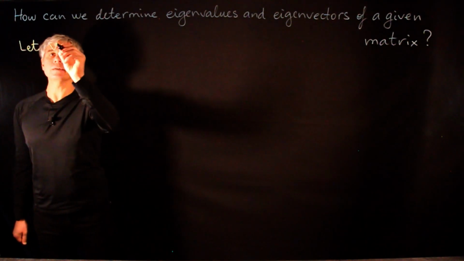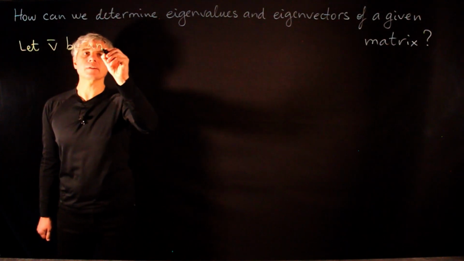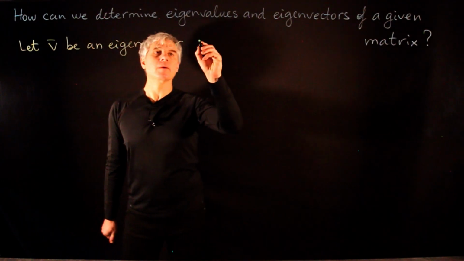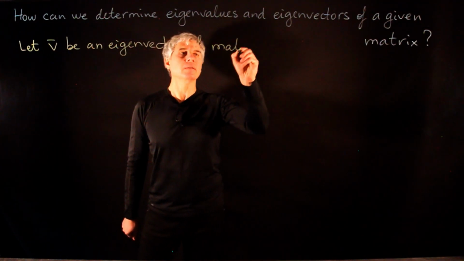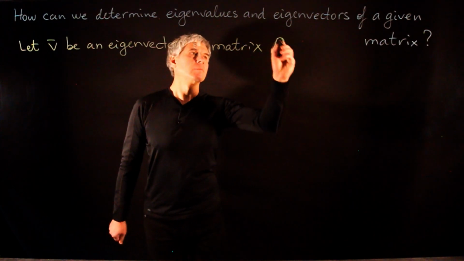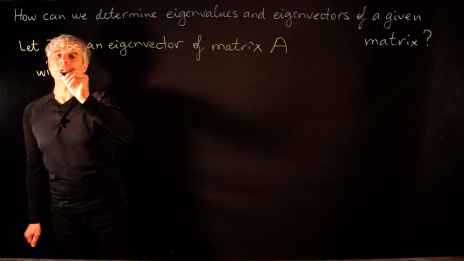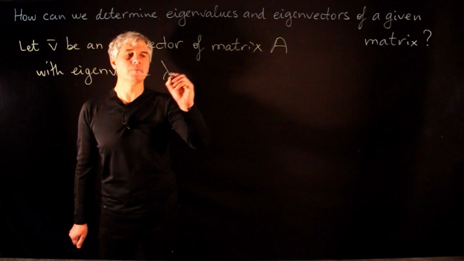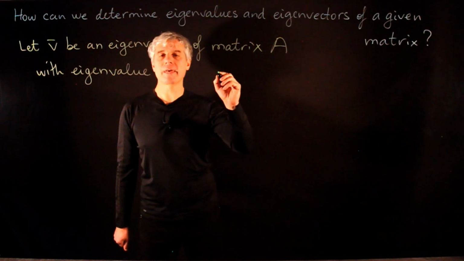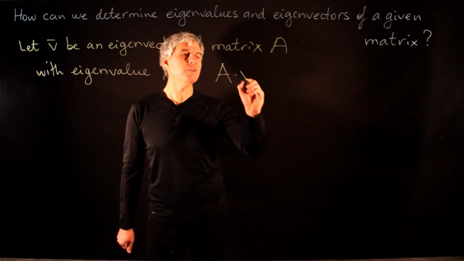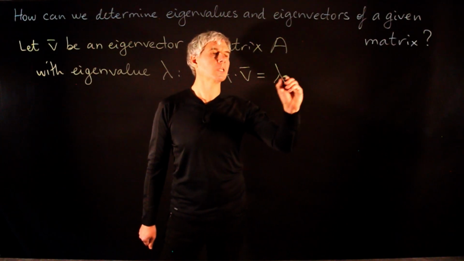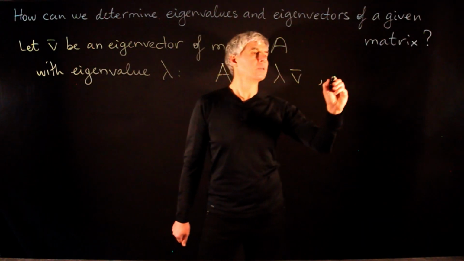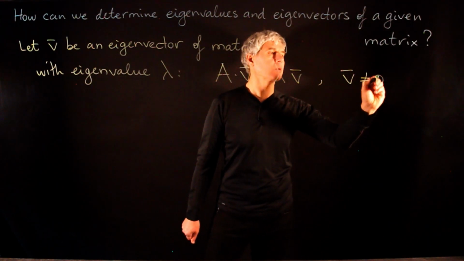Let V be an eigenvector of matrix A with eigenvalue lambda. So this means that A times V is equal to lambda times V. And because we say that V is an eigenvector, this tells us that V must be non-zero.